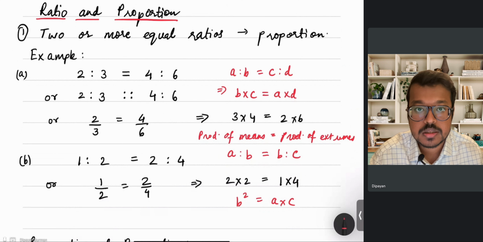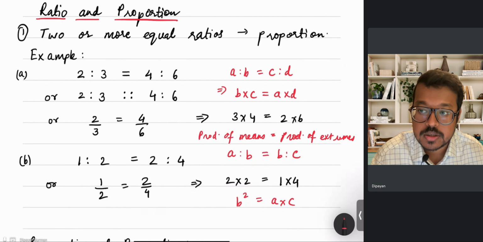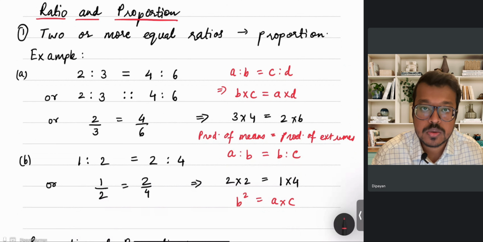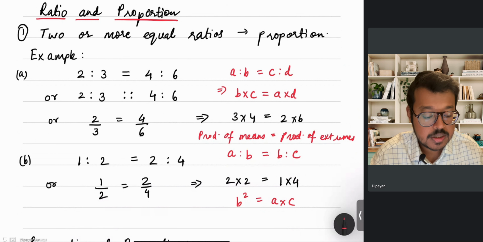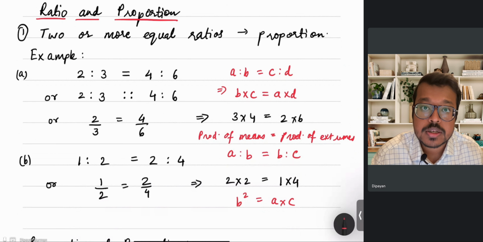Let's revise the basic concepts from ratio and proportion. Now, we know that ratio is used to compare two quantities. For example, if you want to cook rice, then you can take 1 cup rice and maybe 1.5 cups of water. But if you want to make 2 cups of rice, then how much water do we need? In that case, we have to look at what's the equivalent ratio.